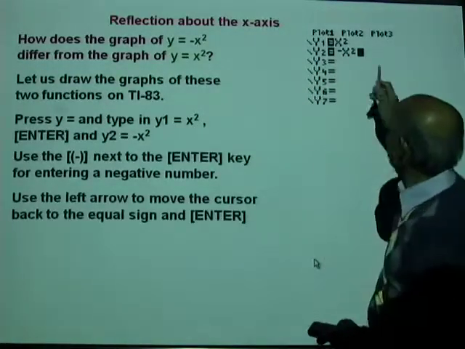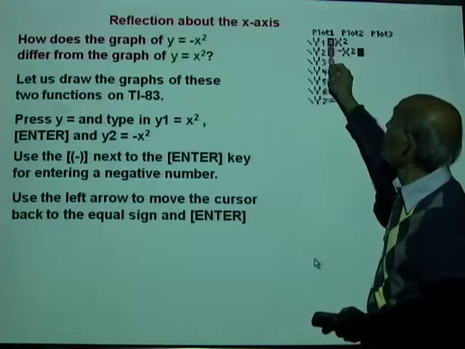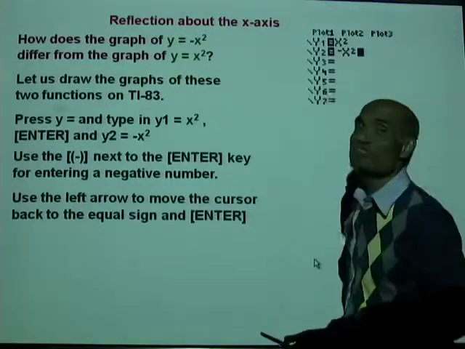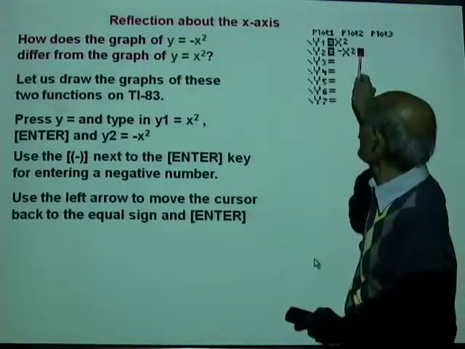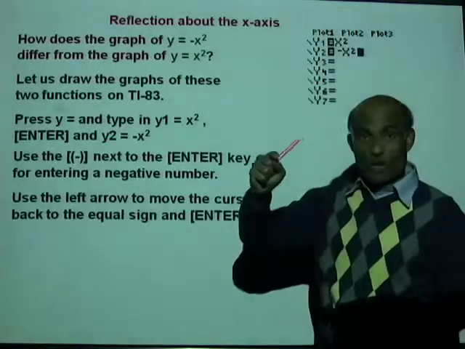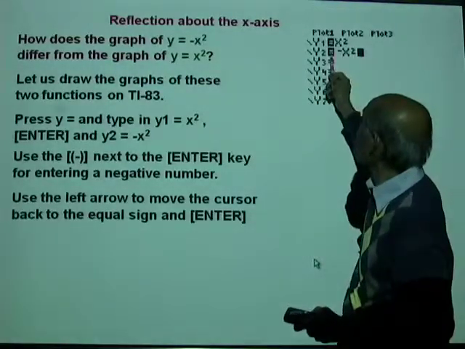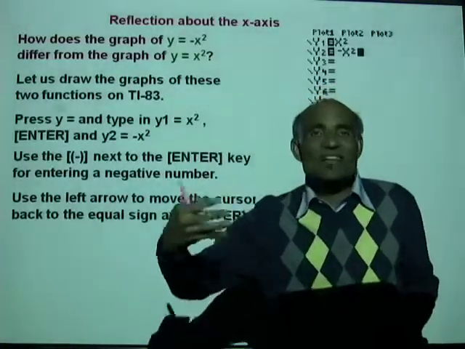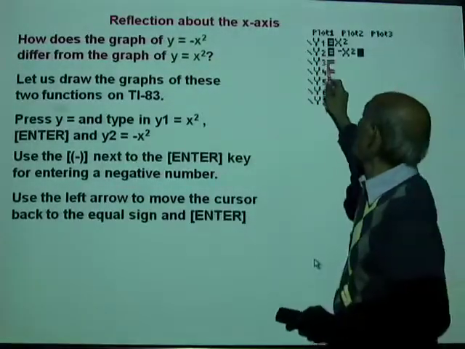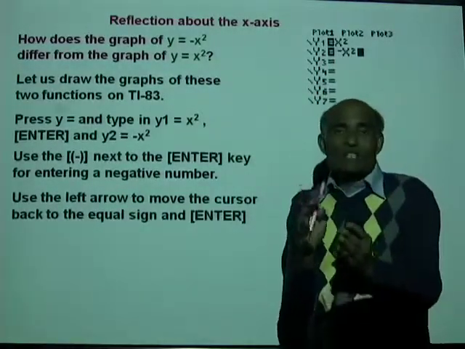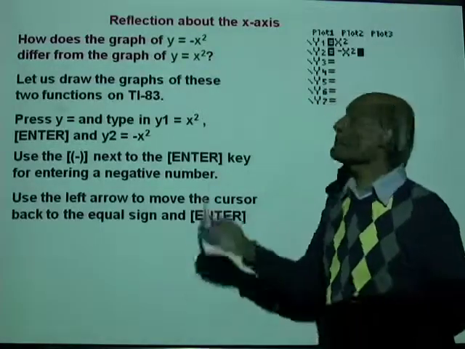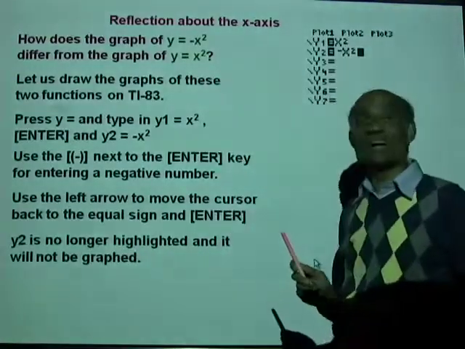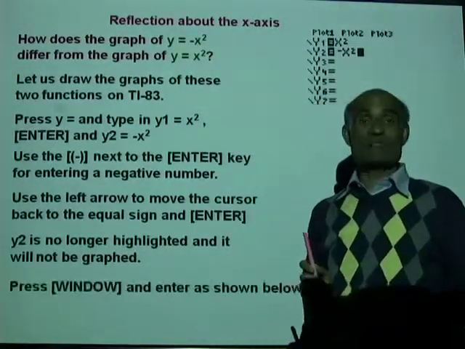Now, what I want you to do is draw the graph of y1 first and not draw the graph of y2. So what you do is, go to the calculator, look at the cursor there. Press on the left arrow and bring the cursor to the equal sign and enter. What happens is, it will deselect y2. You will see that black selection will disappear. That means only y1 will be graphed. So y2 is no longer highlighted and it will not be graphed.